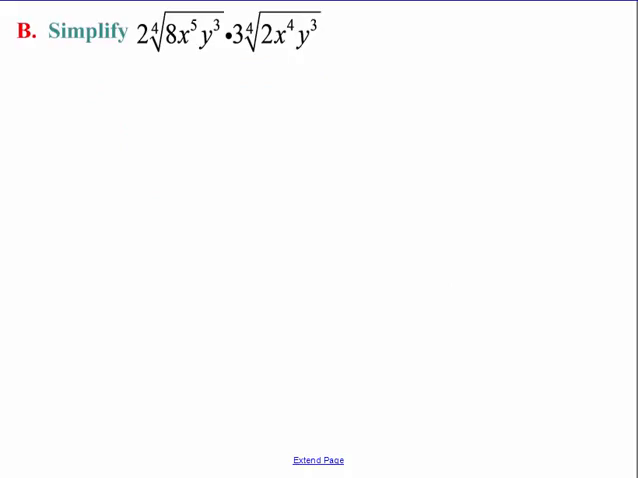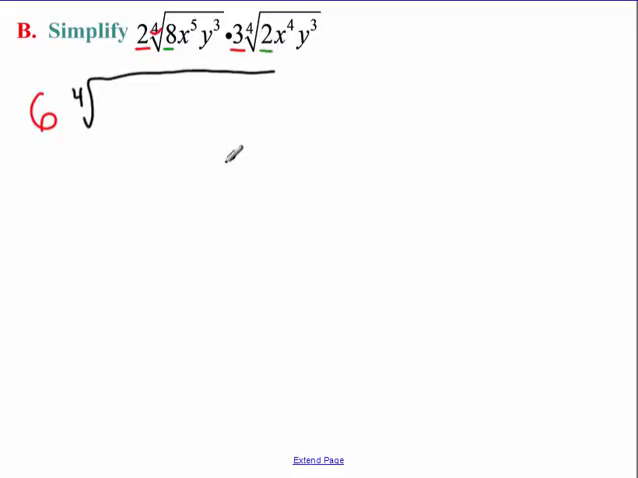In this example, we have to multiply our radicals together. And in order to multiply the radicals together, this index needs to be the same. So I have 4 for each of them. Anything that's outside the radical, you can just multiply that like we normally do. Now we have a fourth root of a bunch of stuff inside.